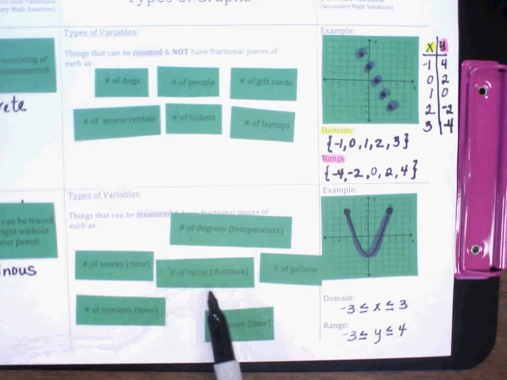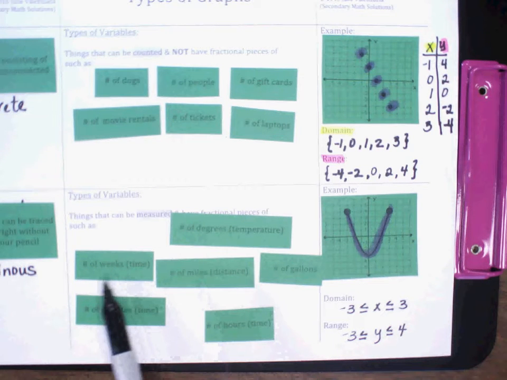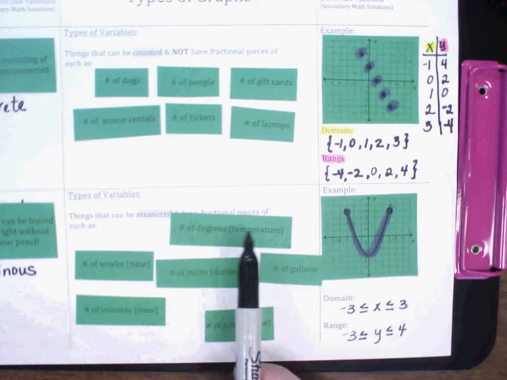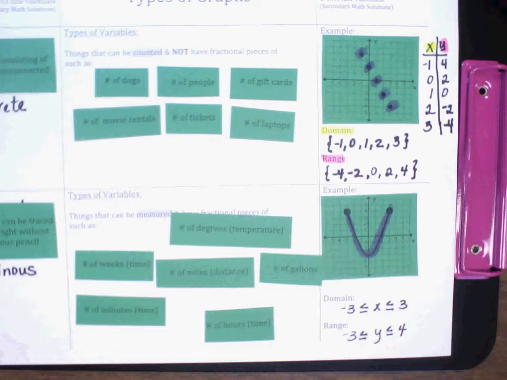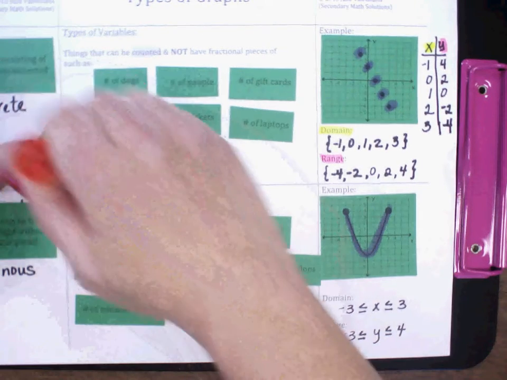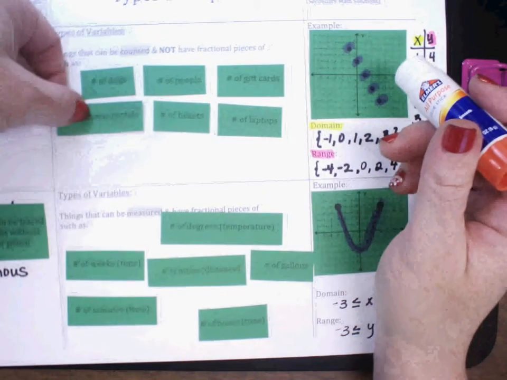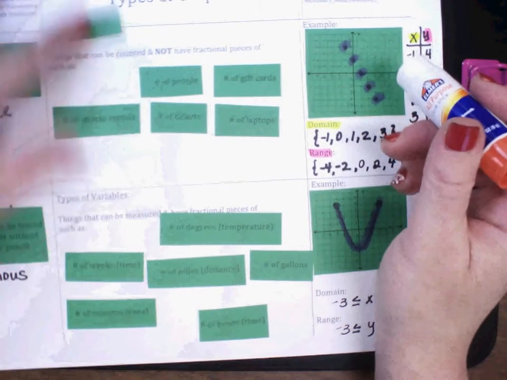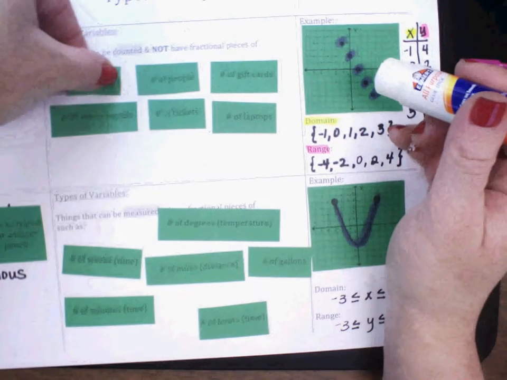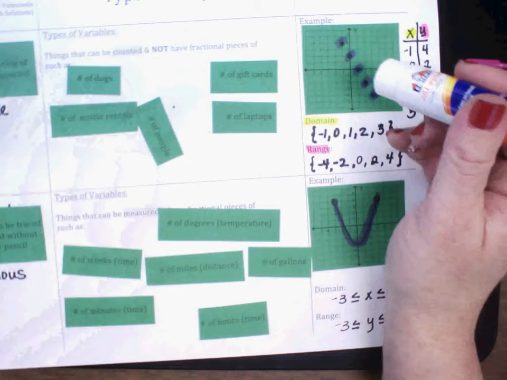All right. So is there anything else that we cannot cut? Can I cut the number of minutes? Yeah, I can say that I work for 3.5 minutes, right? Can I say that I work for 3.5 hours? Yes. Can I say that I got 3.5 gallons? Can I say that I walk for 3.5 miles? Can I say that I work for 3.5 weeks? Can I say that it's 3.5 degrees?